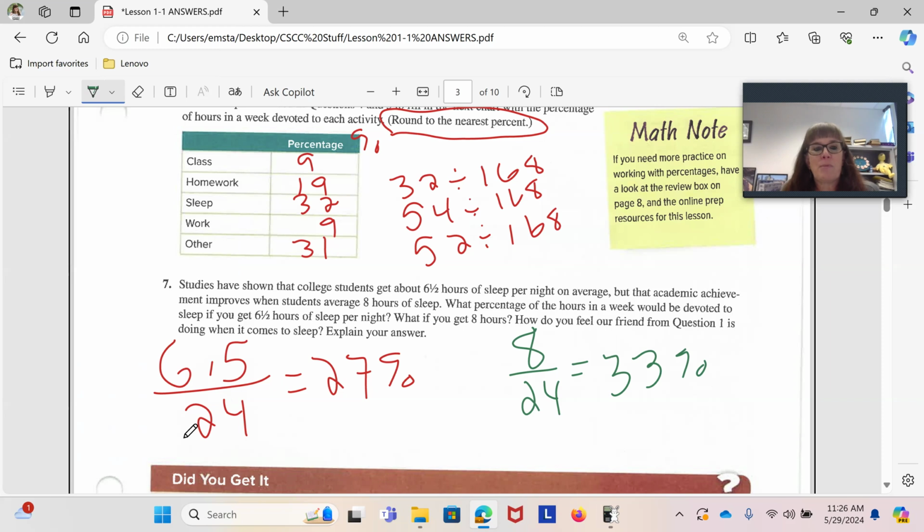So we've answered the first couple parts of this. It says, how do you think our friend from question 1 is doing? Well, the percent that our student got was 32%. So they're pretty close. They probably could use an extra little bit of sleep per week, but they're getting pretty close.